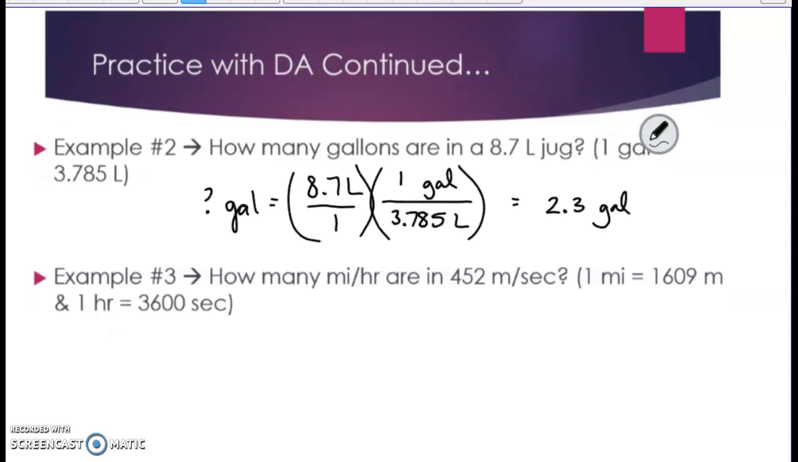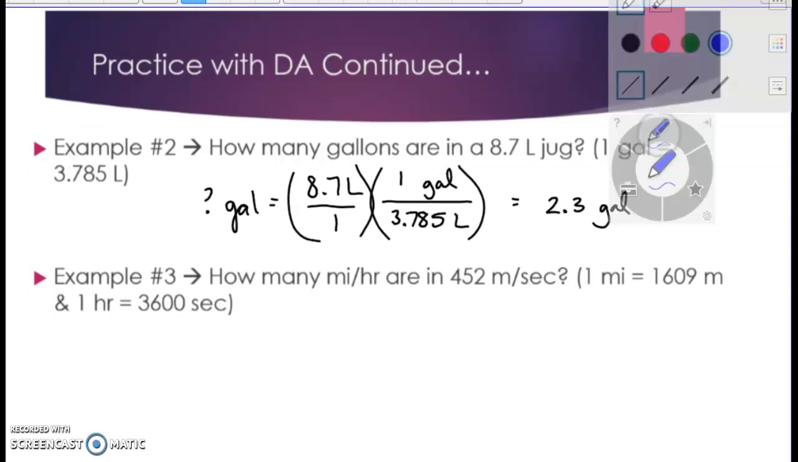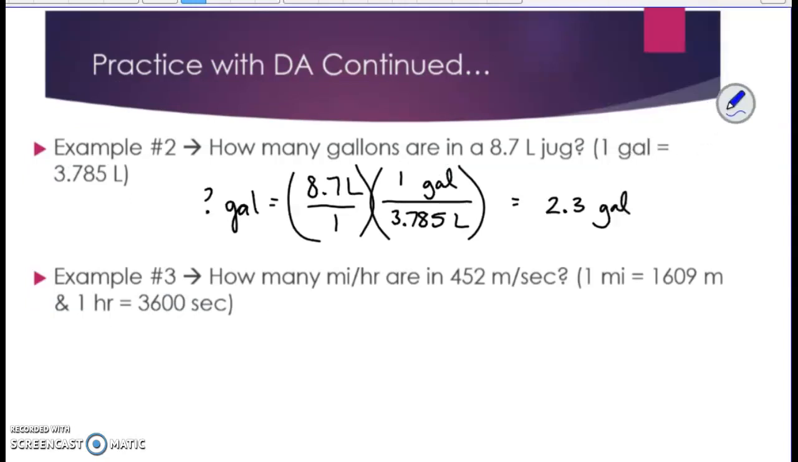Please check your answer. Notice that I took our given, which was 8.7 liters, and put it over 1. And then because liters was on top, I needed it to go on the bottom so it could go away. So I diagonally dropped. And then I just plugged in my conversion factors numbers. Because there's one number on top and there's one number on the bottom, I have to divide. I wanted 2 significant figures because of my given. And so I rounded my answer to 2 sig figs.